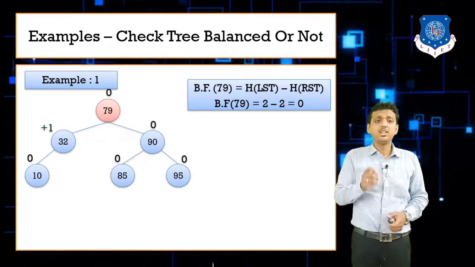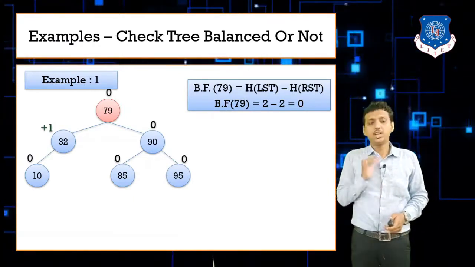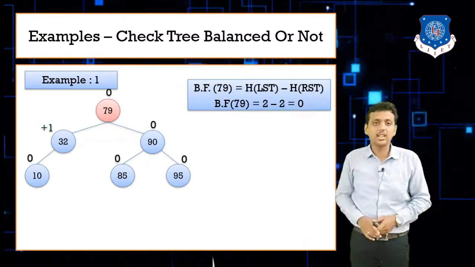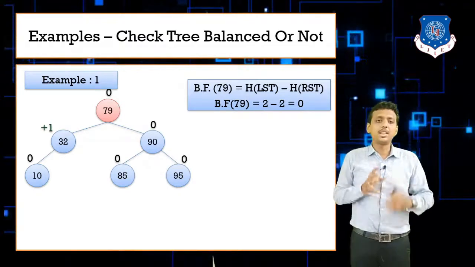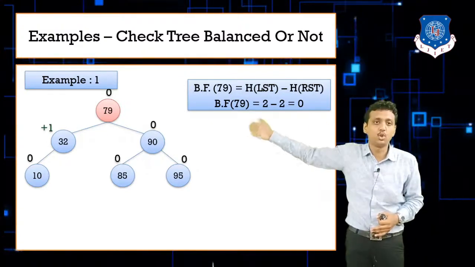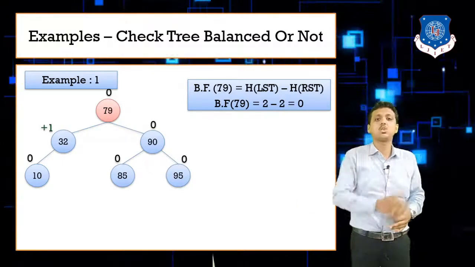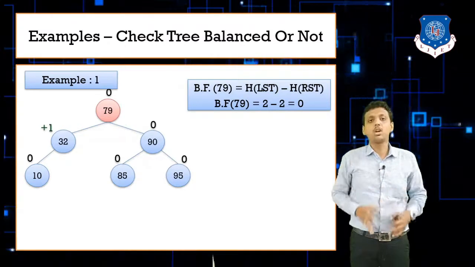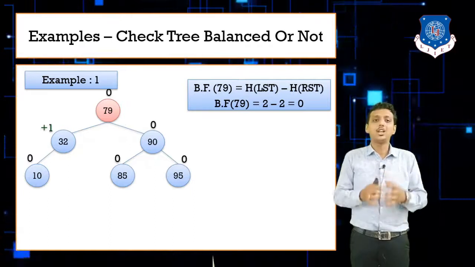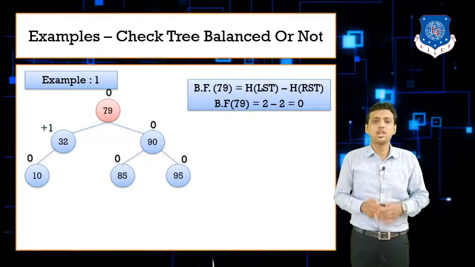Students, never make the mistake of calculating the number of nodes in the left subtree. Here we need to count levels. Count levels for height. Many students make the mistake of just calculating the number of nodes, like in LST we have 2 nodes and in RST we have 3 nodes, so 2 minus 3 becomes minus 1. It's totally wrong, because we just need to count the number of levels in the left subtree or right subtree. So the balancing factor of 79 is 2 minus 2, equal to 0.